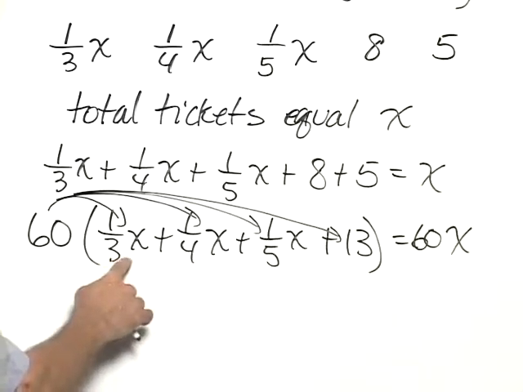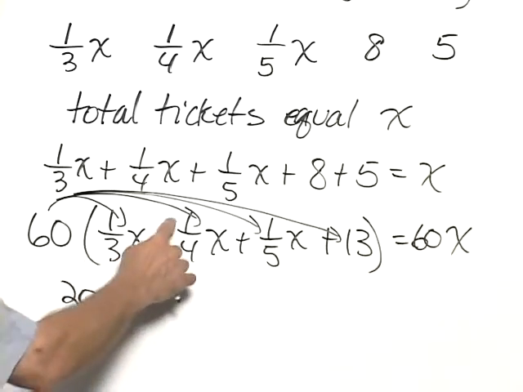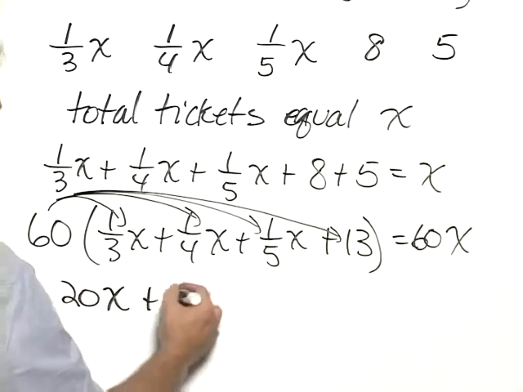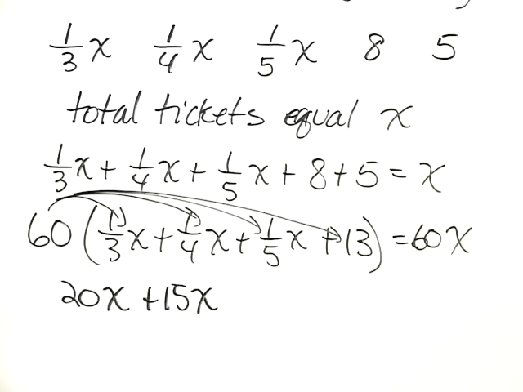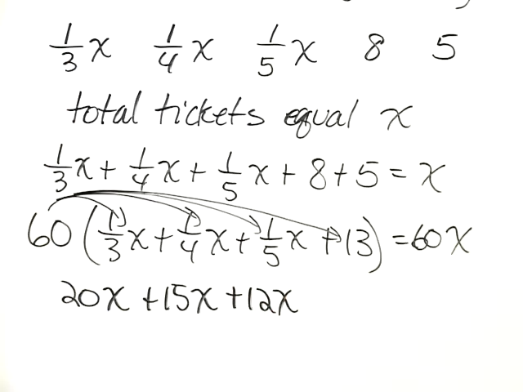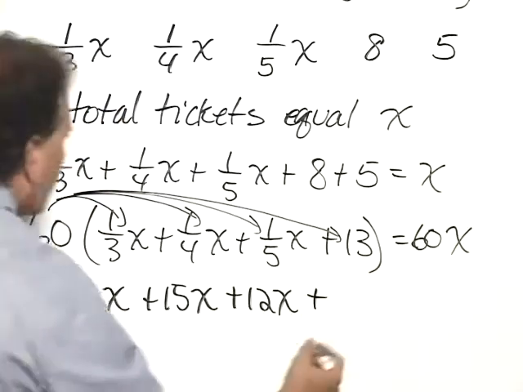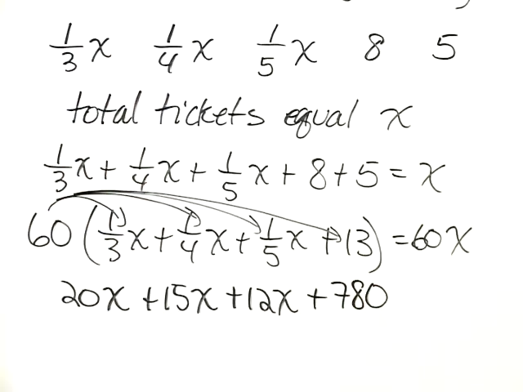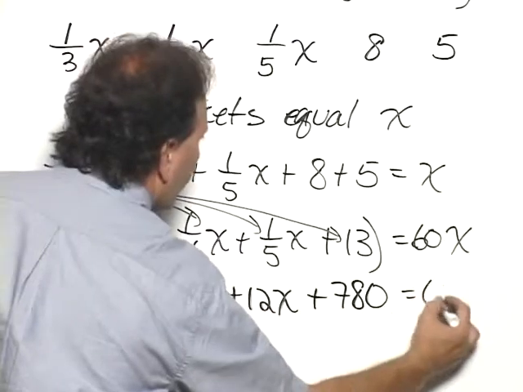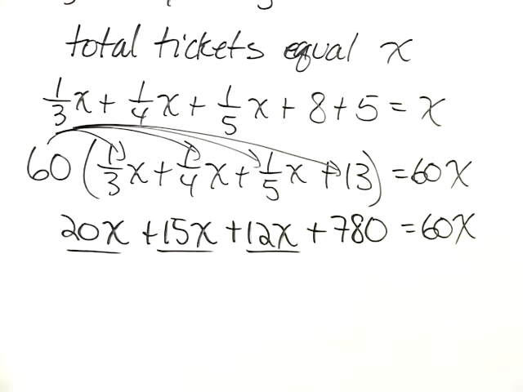Now, when we multiply 60 times 1/3, 3 divides into 60 20 times, we have 20x. When we multiply 60 times 1/4, 4 goes into 60 15 times, so we have 15x. When we multiply 60 times 1/5, 5 goes into 60 12 times, so we have plus 12x. And then finally, we multiply 60 times 13, and we get 780. And then on the right-hand side, it's equal to 60x.